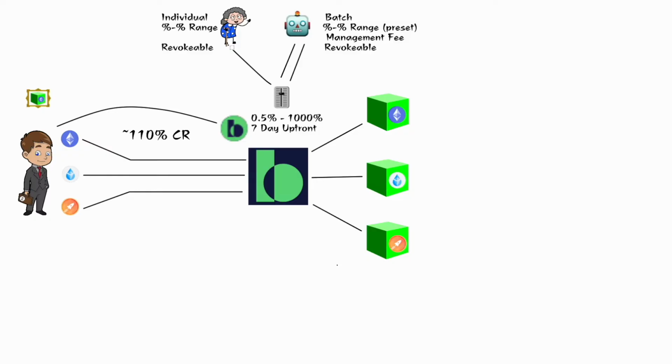Now, he can also have his position on a multi-sig wallet and then delegate to an EOA address so he doesn't have to constantly click his Ledger in order to adjust his range, if that's what he wanted to do.